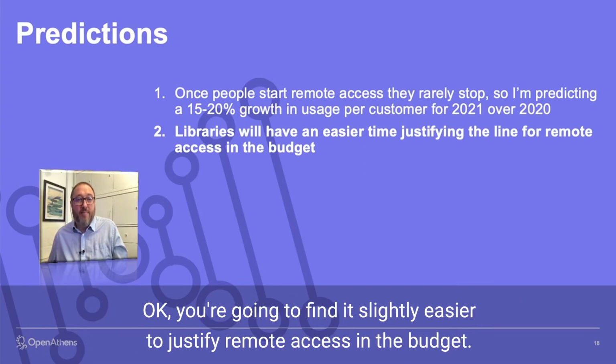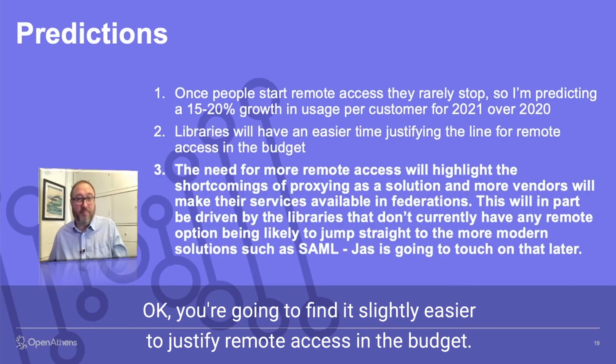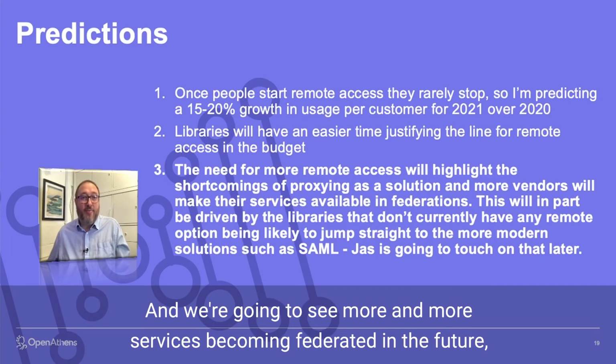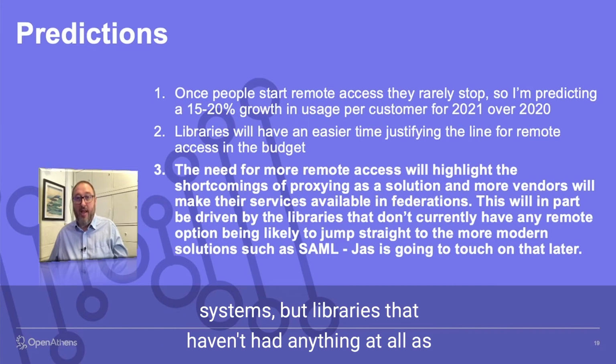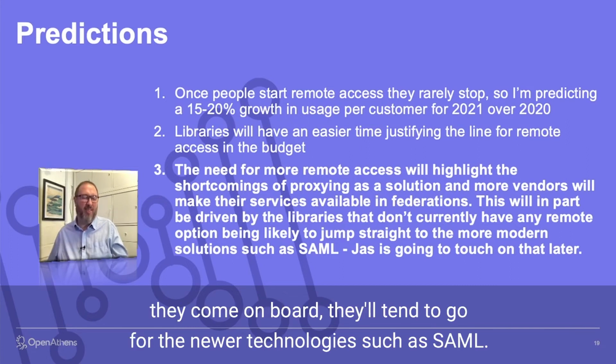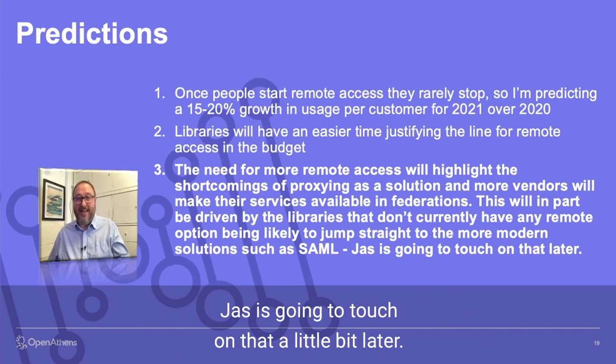Okay, you're going to find it slightly easier to justify remote access in the budget. And we're going to see more and more services becoming federated in the future. Not only has the increased pressure on remote access highlighted the shortcomings of some systems, but libraries that haven't had anything at all, as they come on board, they'll tend to go for the newer technologies, such as SAML. And Jas is going to touch on that a little bit later.